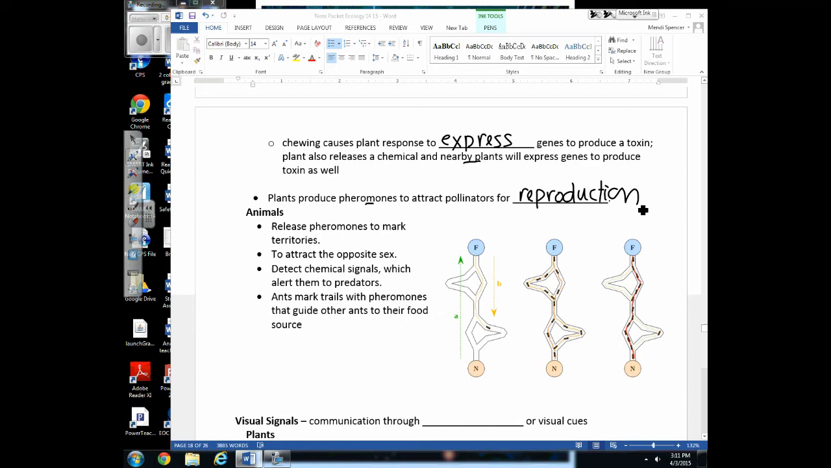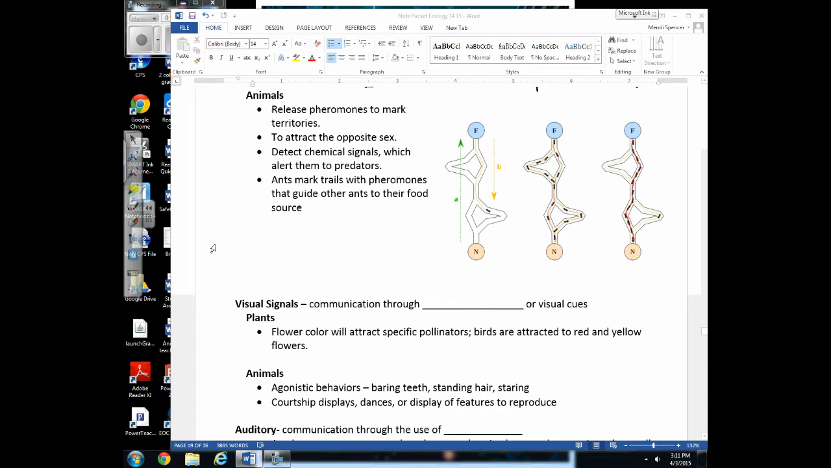Okay, so we know that animals can release pheromones as well. They do that to mark their territory. They do that to attract the opposite sex so they can sexually reproduce. They can detect chemicals, and that tells them when a predator is in the area. Also, a good example of where pheromones are used to help organisms locate and acquire food is with ants.